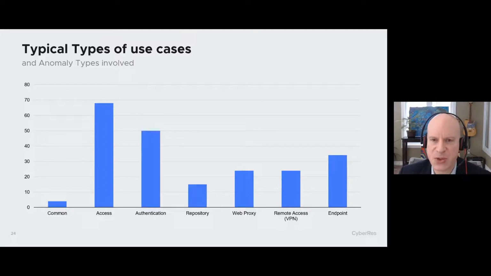As an example of data source richness, consider this chart of the most typical use cases detected by ArcSight Intelligence and the number of anomaly types associated with each use case. Common use cases are generally detectable in all data sources. For example, unusual working hour anomalies can be detected in any data source with a timestamp.